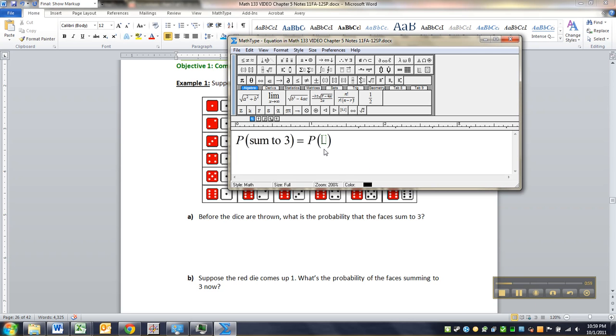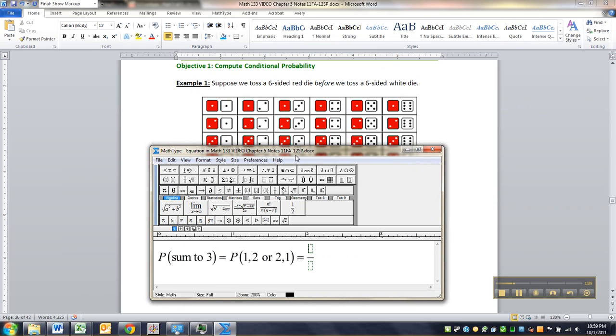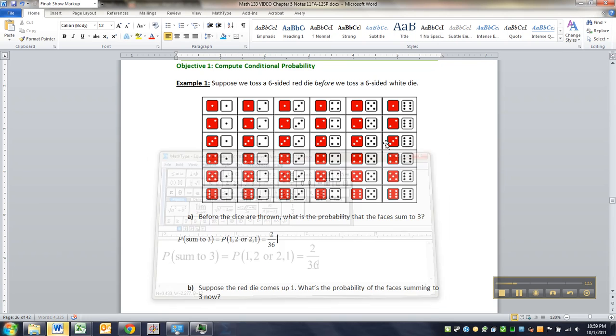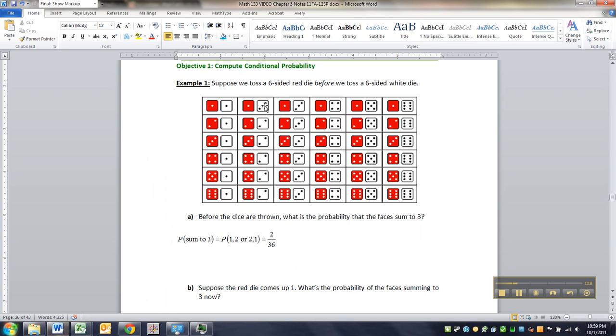All right, so probability of 1 and 2 or 2 and 1. Okay, well, that's 1 out of 36 plus 1 out of 36, which is 2 out of 36. Right, we found that way back in the day. Right there, 2 out of 36.